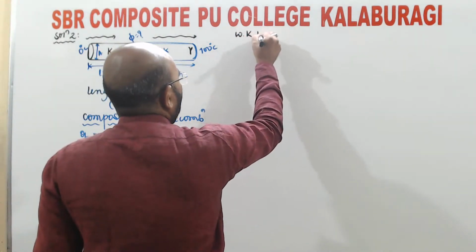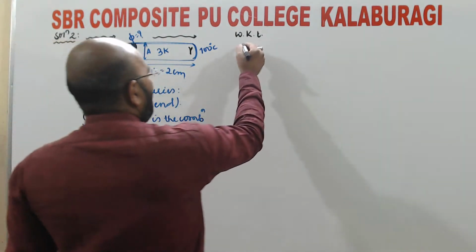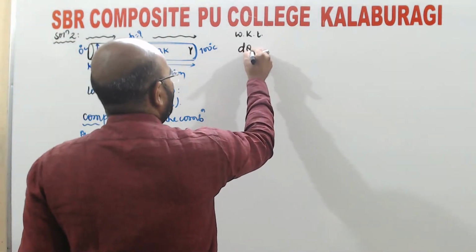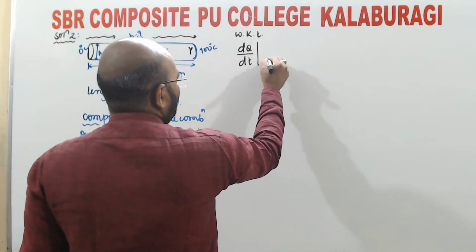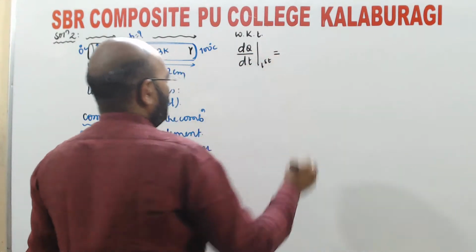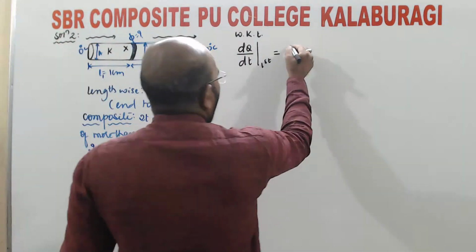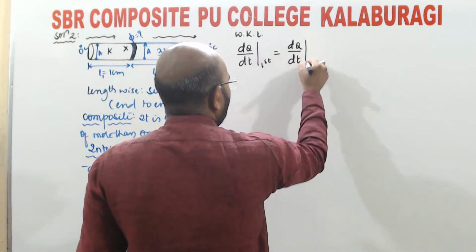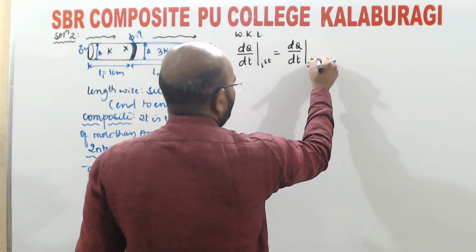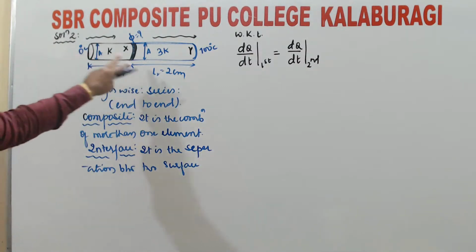We know that from the given condition. What is the condition we have? The rate at which the heat energy flows in the first rod is always equal to the rate at which heat energy flows in the second, dQ by dt in the second. It is always equal.